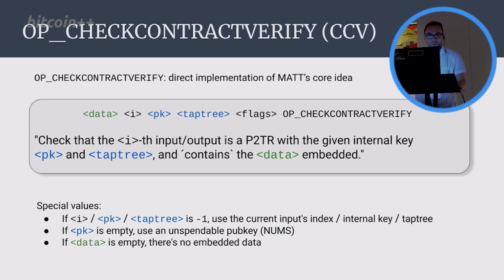But yeah, it works with quite a simple approach. We don't require big changes to implement these kind of things. And there are some other special values that you can see below that have some special meaning. Like if there are some default values, if you put -1, it usually refers to the current input, and you can use that for the index or for the internal key or for the taptree. Or if the public key is empty, as an optimization, it uses an unspendable public key, which is useful in some cases. And if you don't have any data, then it means, well, there is no embedded data, that's fine.